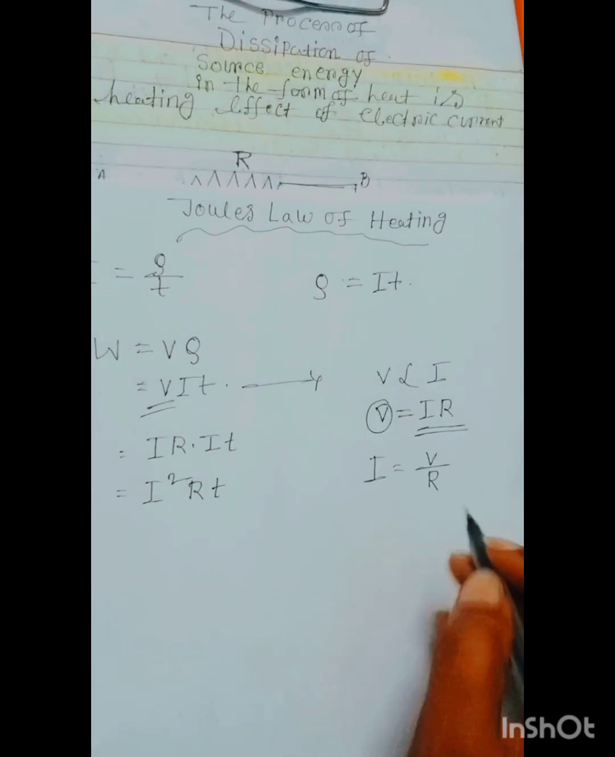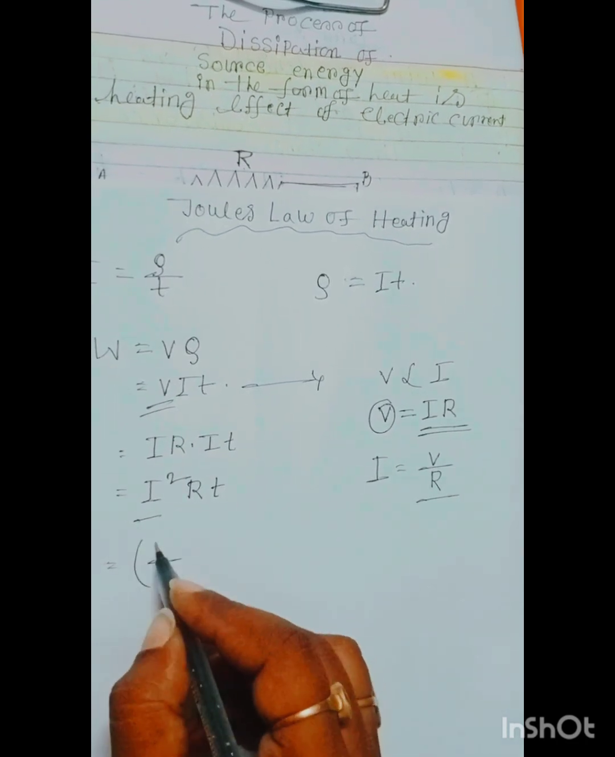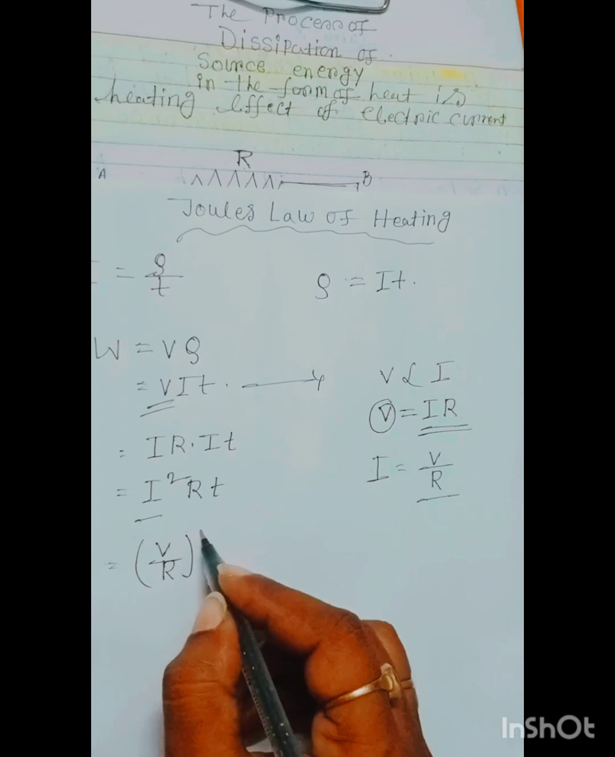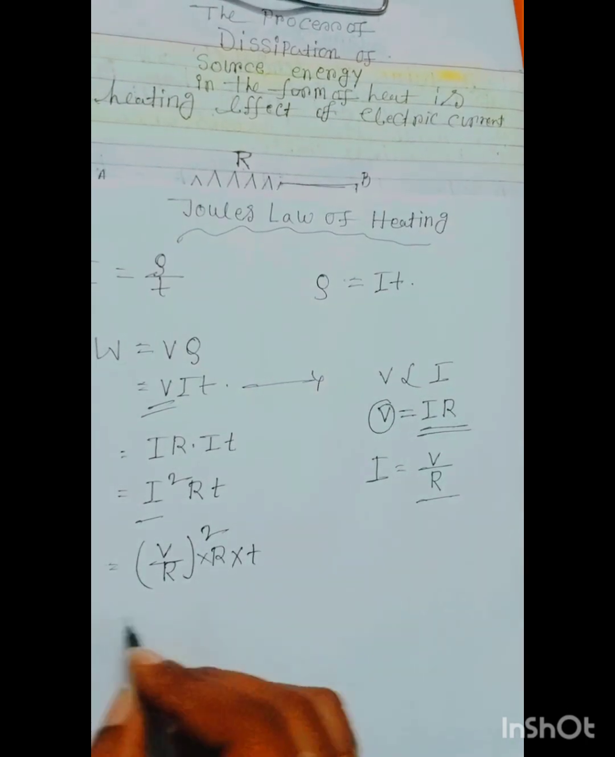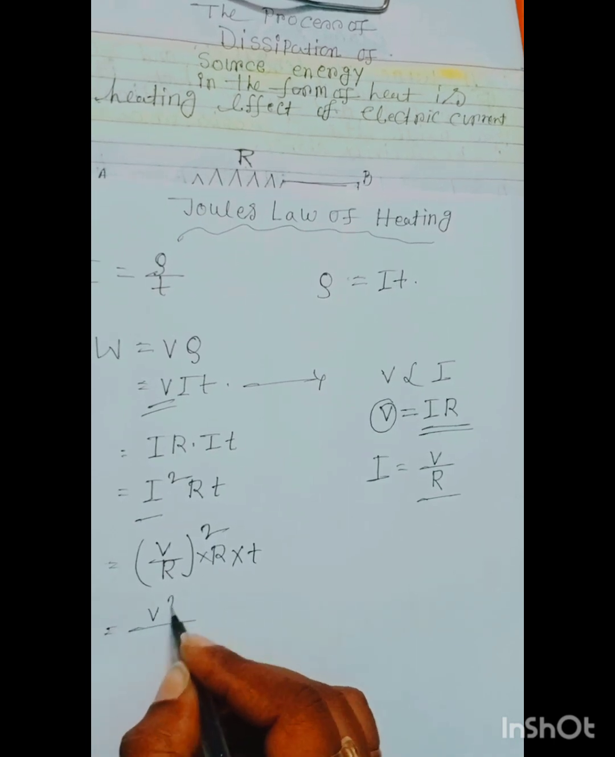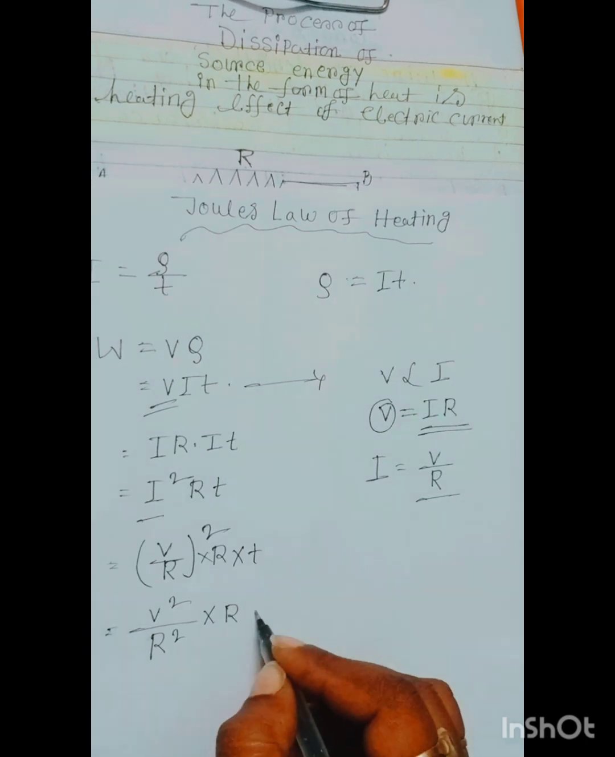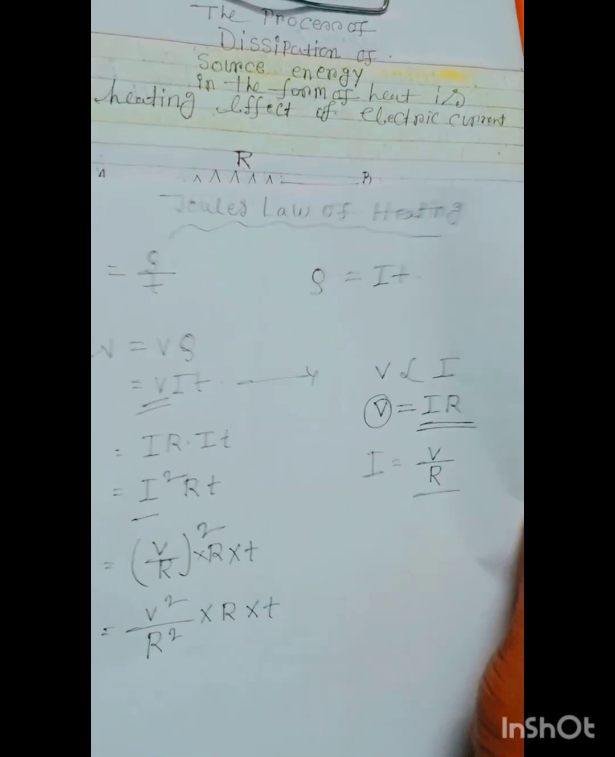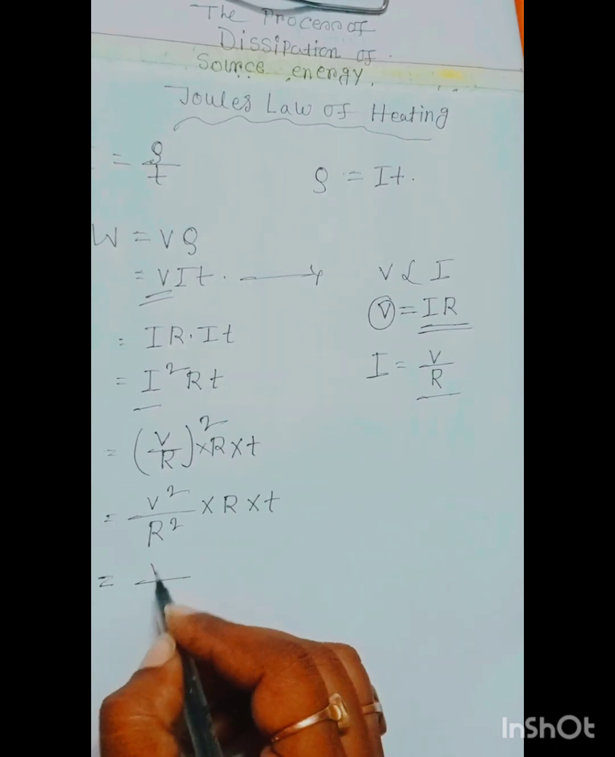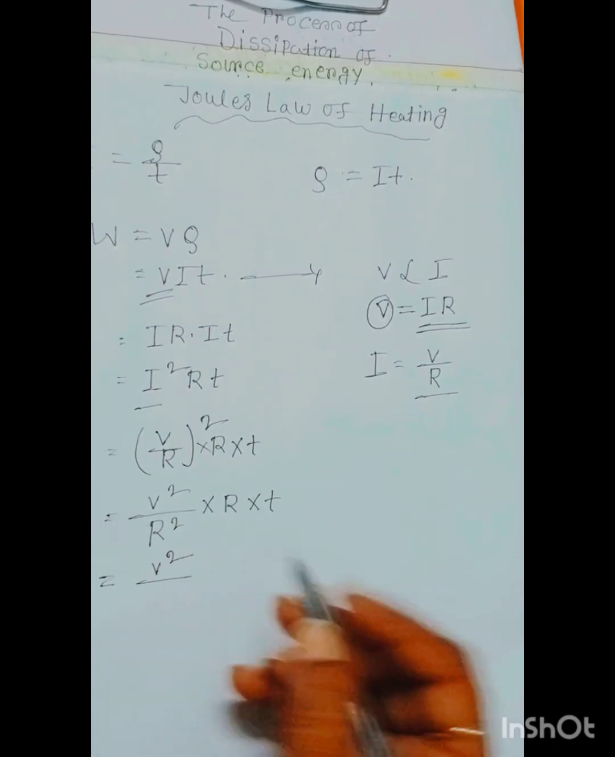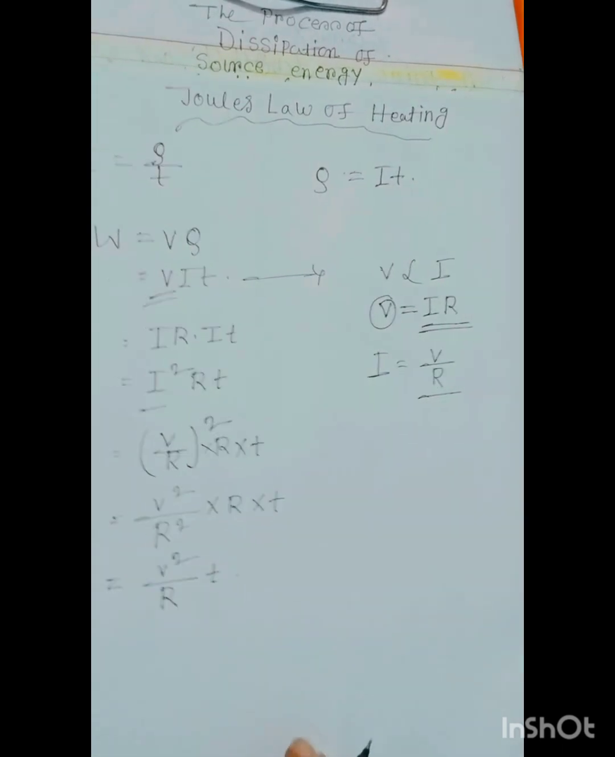So simply put this here in place of I. So (V by R) whole square into R into t. So V square by R square into R into t. So student, here we are getting V square by R into t.